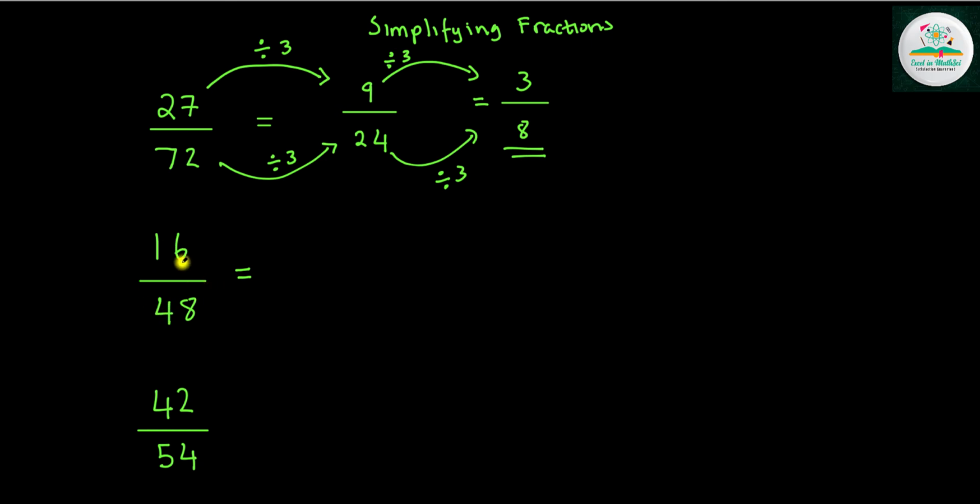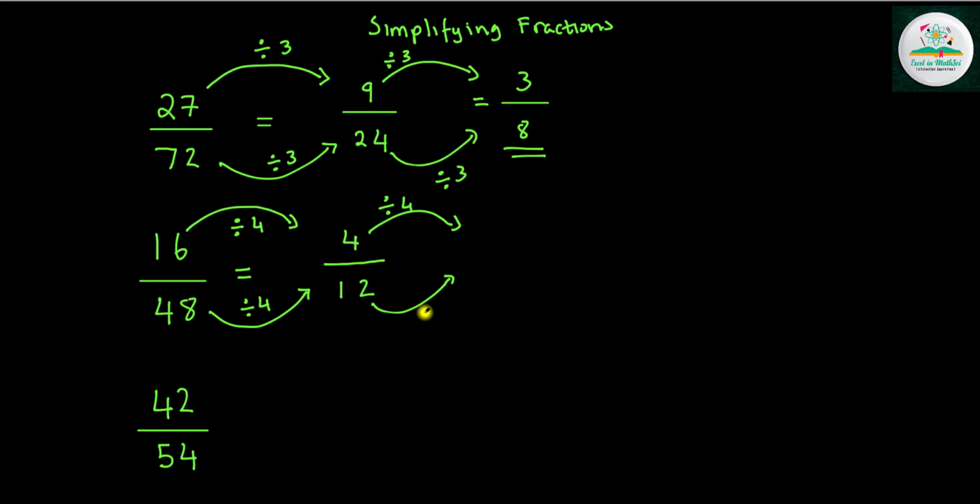Let's look at the next set. 16 over 48. Let's start by dividing by 4. 16 divided by 4 will give me 4, and 48 divided by 4 gives me 12. Once again, I can divide by 4 again. Why? Because 12 divided by 4 will give me 3, and 4 divided by 4 will give me 1. So that's 1 over 3.